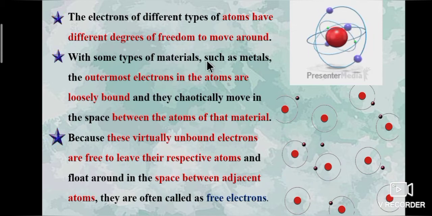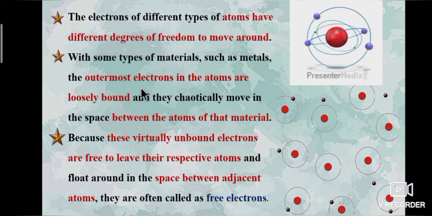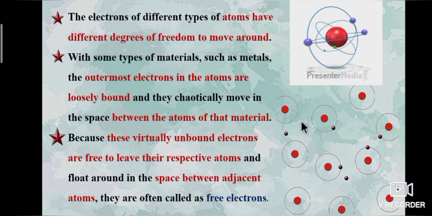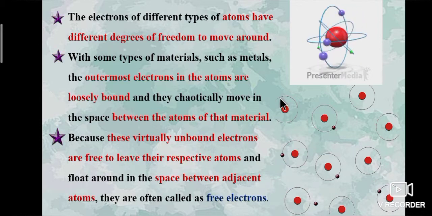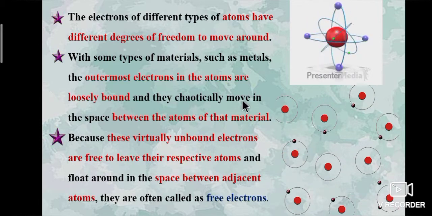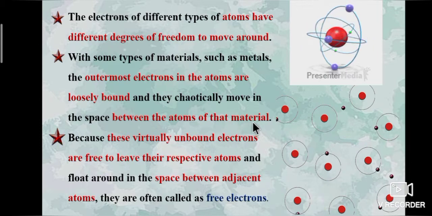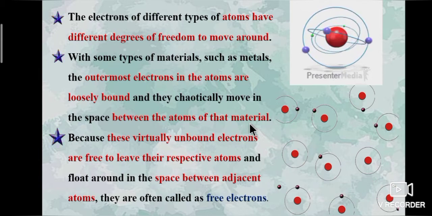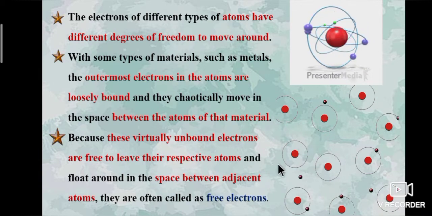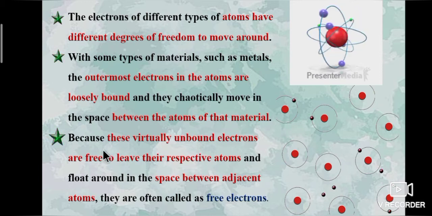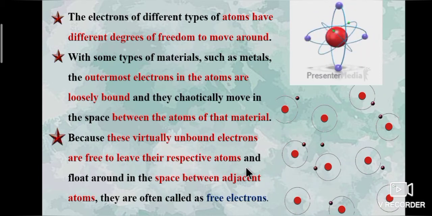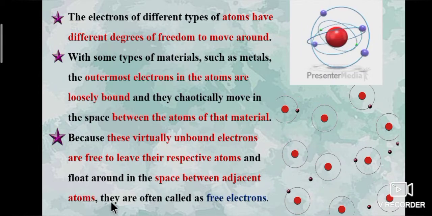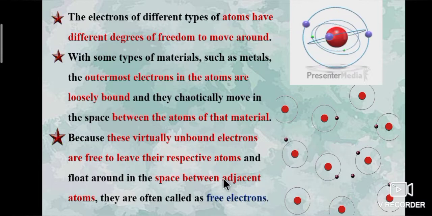With some types of materials such as metals, the outermost electrons in the atoms are loosely bound. These outermost electrons in the atoms are loosely bound and they chaotically move in the space between the atoms of that material. Chaotically meaning is confused way. So electrons move in a confused way with the nearby electrons. Because these virtually unbound electrons are free to leave their respective atoms and flow around in the space between adjacent atoms, they are often called as free electrons.